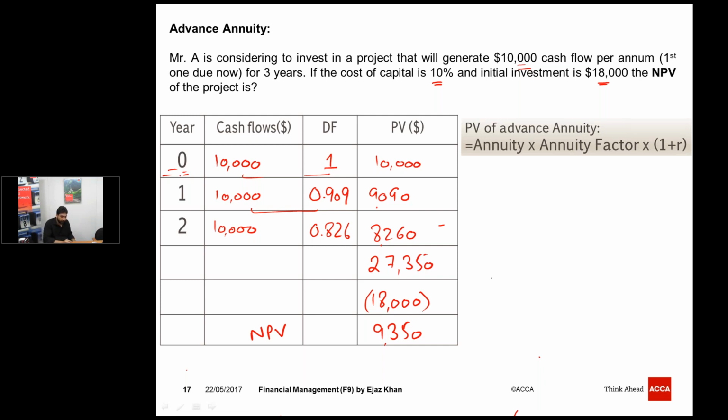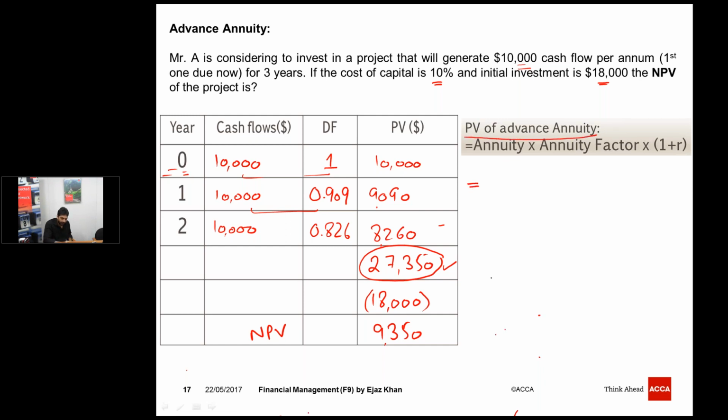So all we have to do is we have placed the cash flow at the right years, and we have picked the discount factors from the table and multiplied with the cash inflows to get the present values. We have summed all the present values and we have deducted the investment from it, and we got net present value. Now 27350, how we can calculate it using annuity factor. This is the formula of present value of advanced annuity.